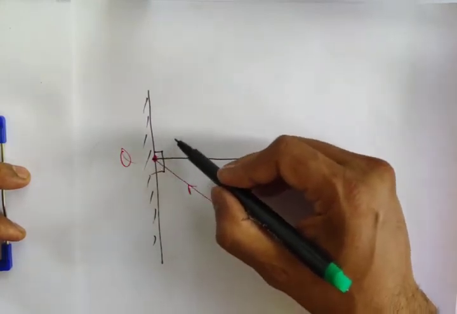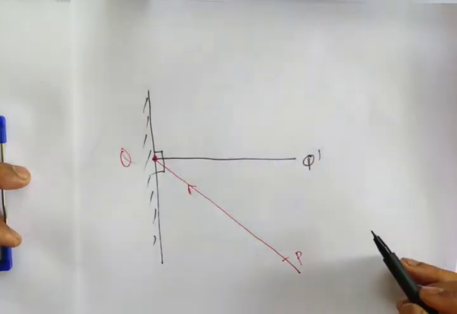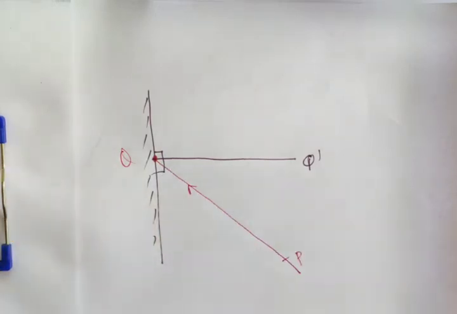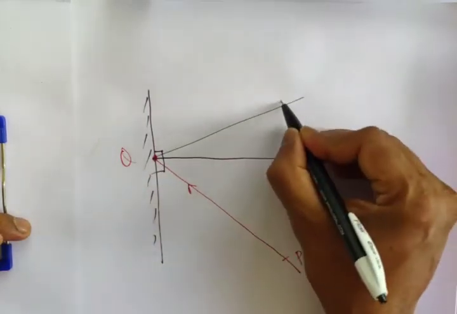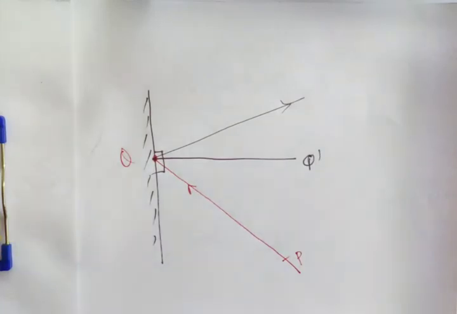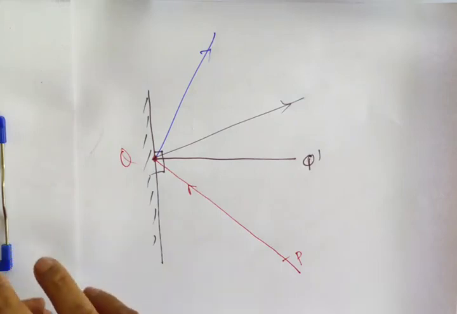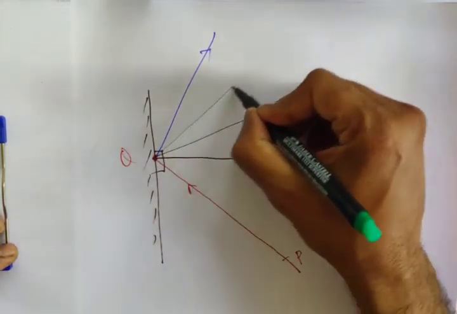The ray that bounces back from here and goes away from the surface, how will it go? You tell me which one is correct. I'm going to draw 3 rays here. Will it be this, the black one? Will it be this, the blue one? Or will it be this, the green one? What do you say?